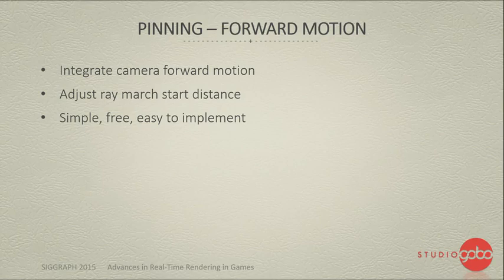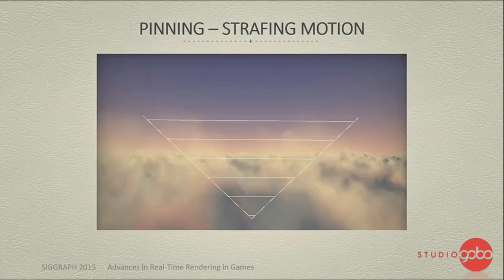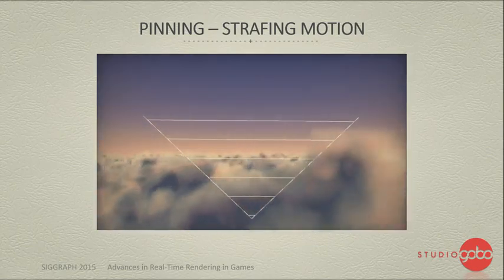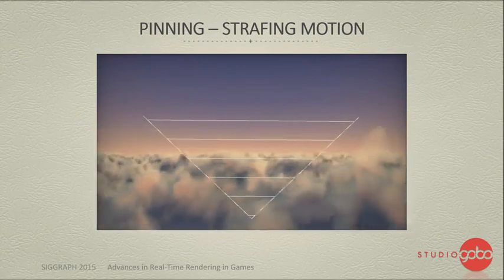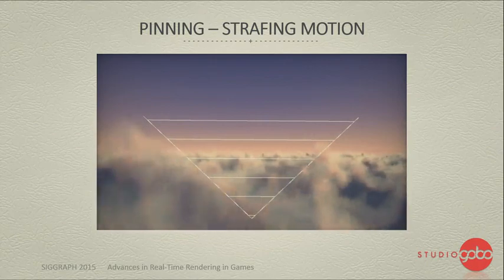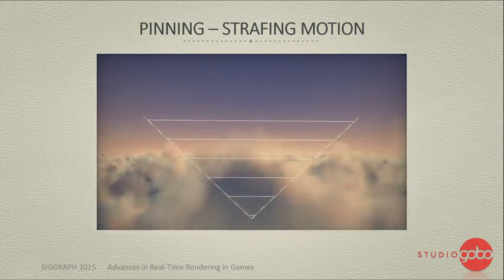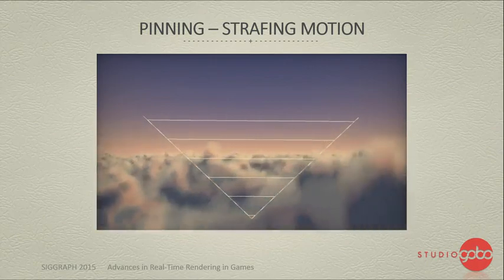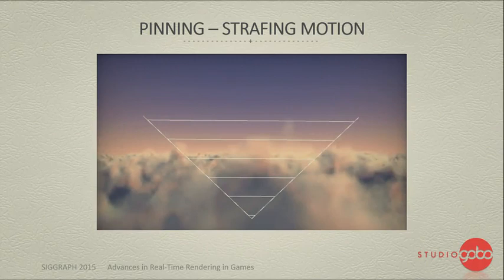But what about other kinds of camera motion? Let's look at strafing motion first. Again, we're in a pretty good place here. Although the samples are moving through the world with the camera, they're moving parallel to these sample slices, and these are densely sampled directions through the volume. So although the samples are moving, you don't see it.